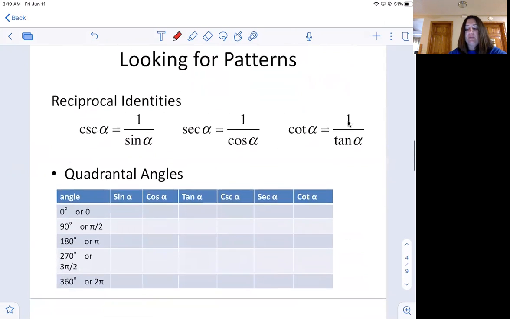So our reciprocal identities, this is kind of what we talked about a little bit ago, that cosecant is 1 over the sine of theta, or alpha in this case. Secant is 1 over the cosine, and cotangent is 1 over the tangent. So we want to fill out our quadrantal angles. And this is where a lot of people have a little bit of problems. So when you talk about our quadrantal, those are the ones that are on the coordinate plane. So we have 0 or 360. We have 90. We have 180 and 270. So those are our quadrantal angles.